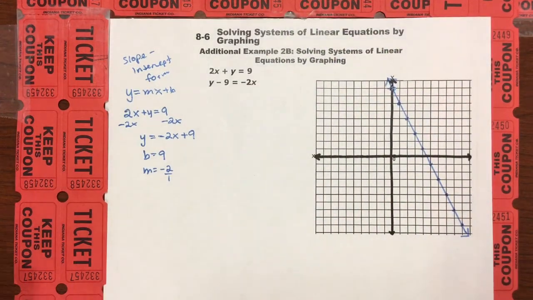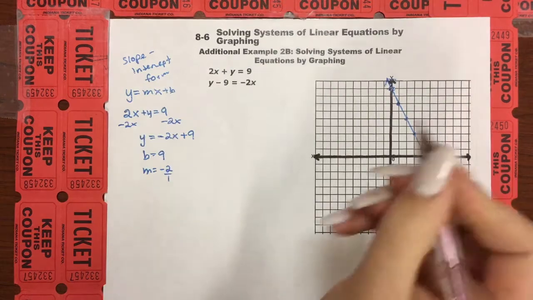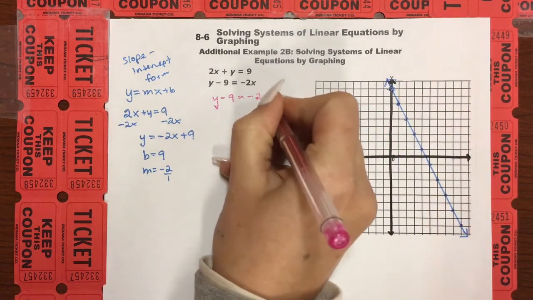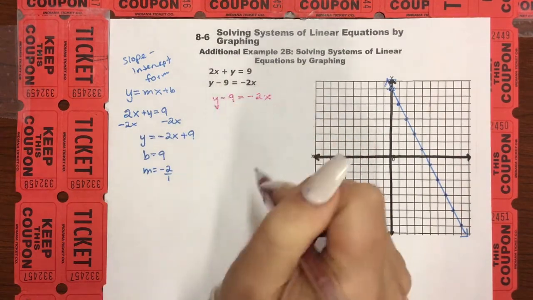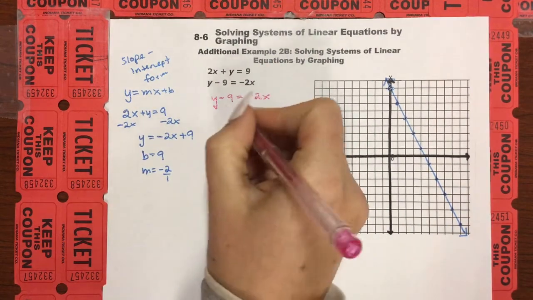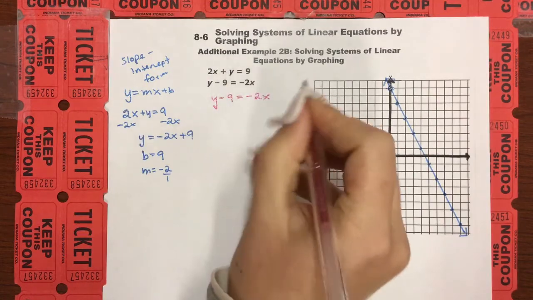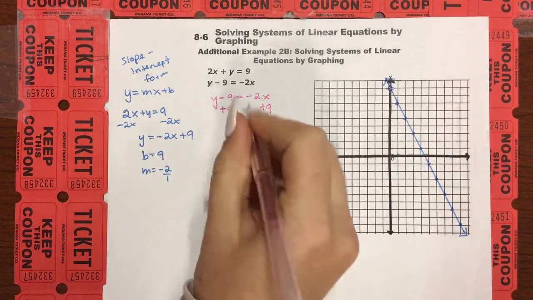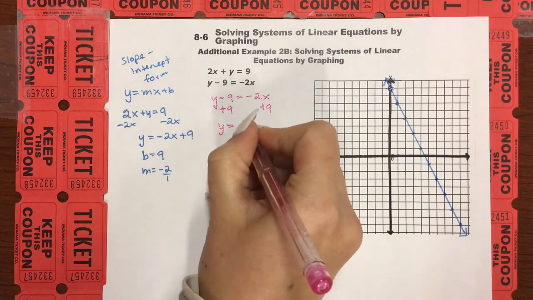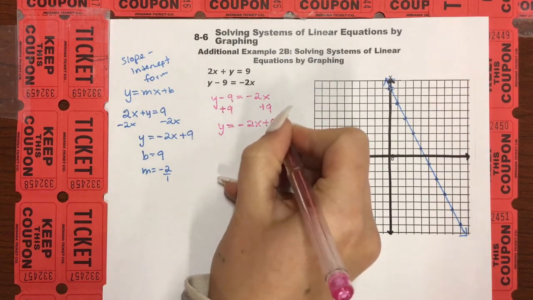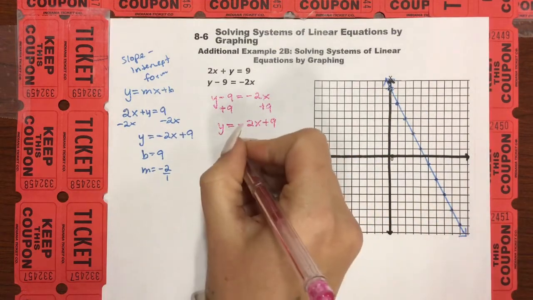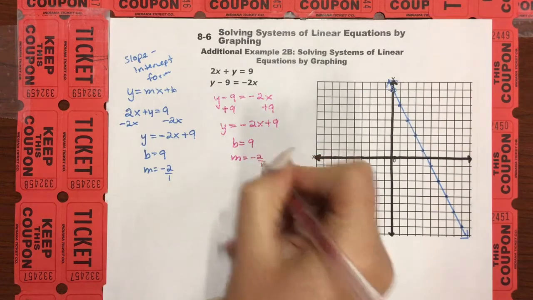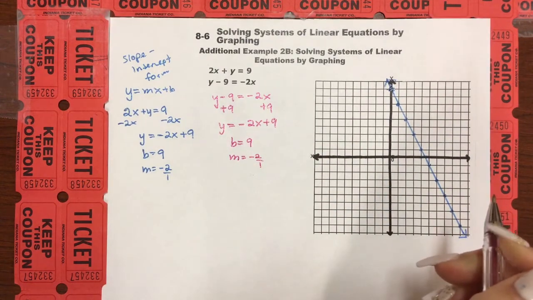Okay, now it is time to solve this second one. y minus 9 equals negative 2x. This is not in slope-intercept form, so we need to isolate y and get y by itself. To do that, I'm going to have to get rid of this negative 9 by doing the inverse operation, which would be a positive 9. So I get y equals negative 2x plus 9, where my y-intercept is 9 and my slope is equal to negative 2 over 1. Very interesting.